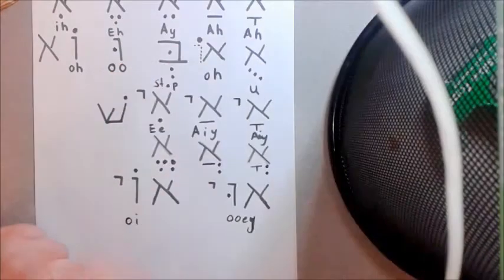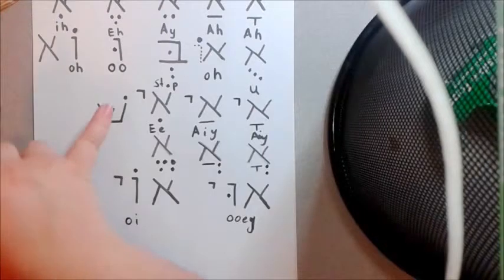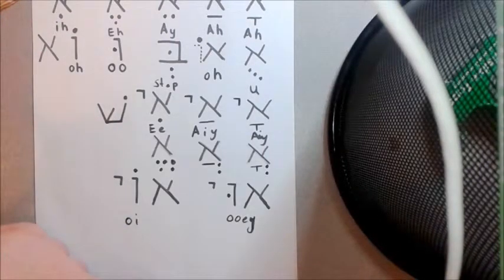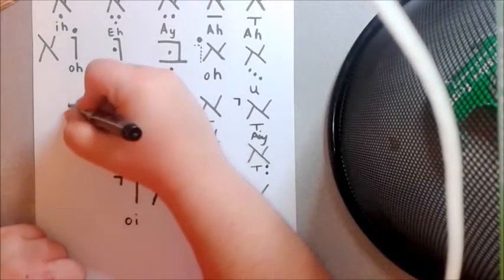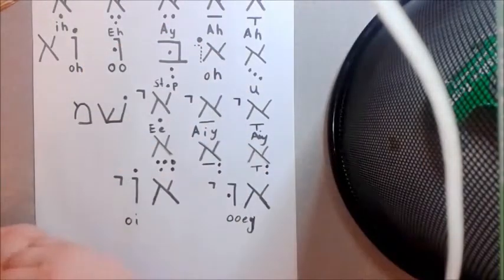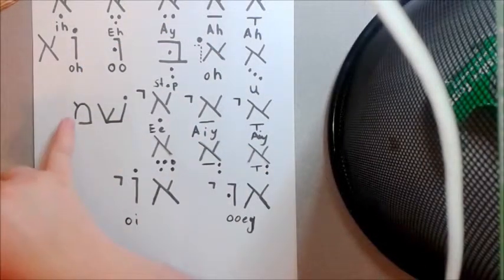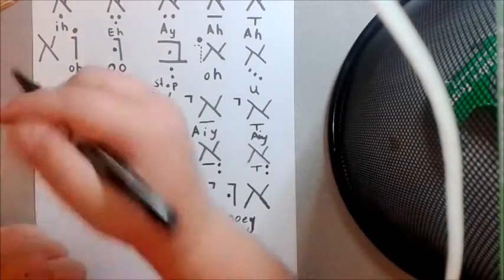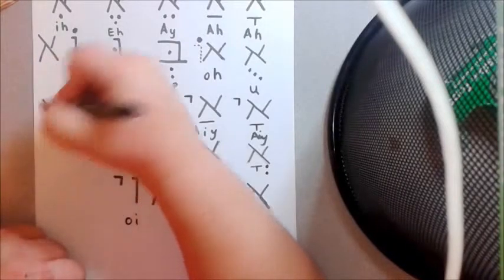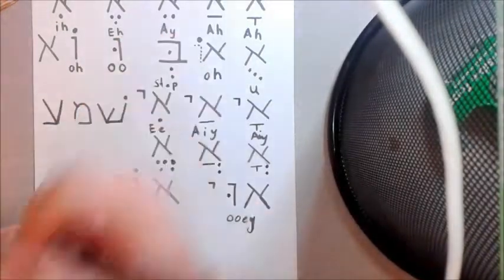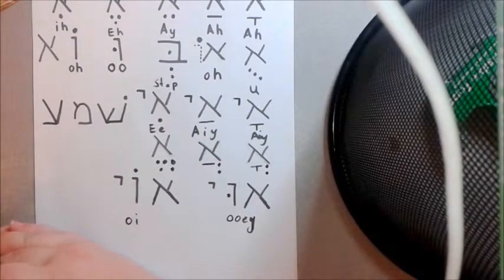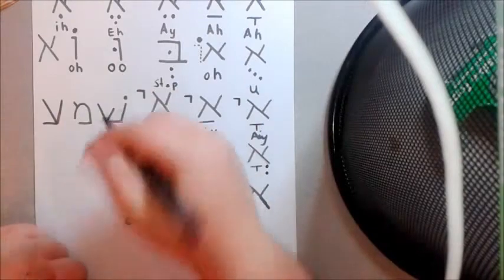Okay, so first we have the Shin that has the dot on the right side. That's going to be the sh sound. I'm going to do my mem. Like we said, the difference between the mem in the middle of a word and the mem at the end of the word is the mem is going to be more curved, and it's going to have this little opening here if it's in the middle of a word. And then we have ayin, which is also a silent letter, just like the aleph. It's just going to carry the vowel sound.